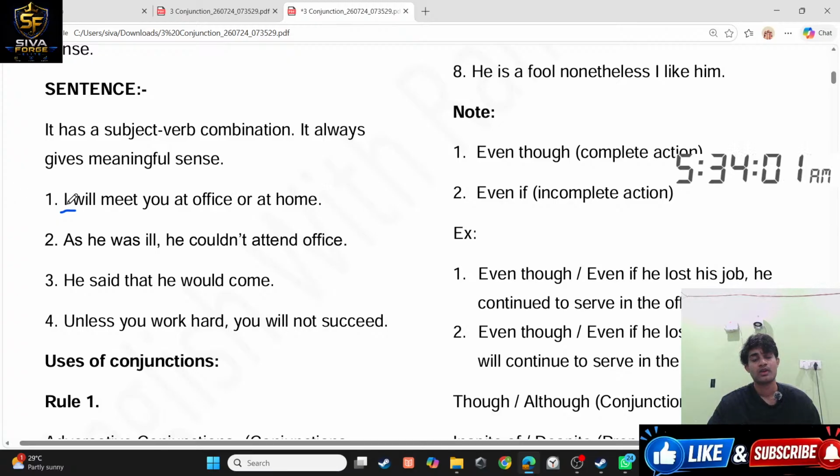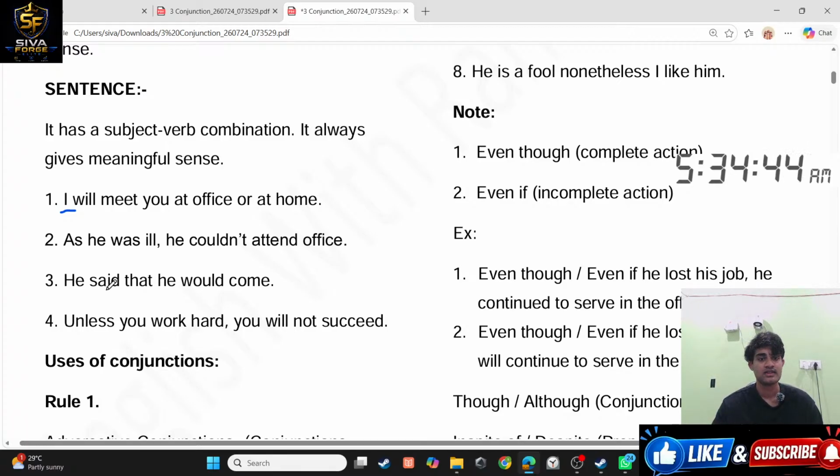Now what I want to tell you is that here, or is my conjunction, because it joins. Now, as he was ill, he could not attend office. Here, as is my conjunction. He was ill: he and was is my subject and verb, and he could not attend is my subject and verb. So to identify a conjunction, we should have a subject and verb on either side. That's a very important point about conjunctions.